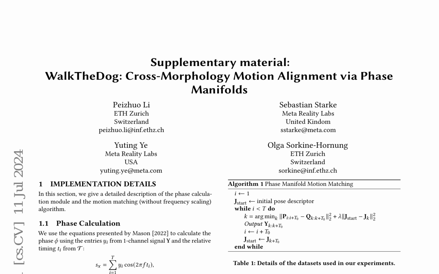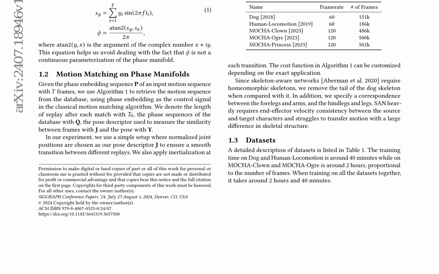The WalkTheDog system's phase calculation module and motion matching algorithm are detailed in this supplementary material. The phase calculation process, based on Mason's equations, 2022, utilizes a one-channel signal and relative timing to calculate the phase. The motion matching algorithm, outlined in Algorithm 1, uses phase embedding sequences to retrieve motion sequences from a database. It employs a simple setup with normalized joint positions as the pose descriptor and applies inertialization at each transition. The cost function in Algorithm 1 can be customized based on the specific application.